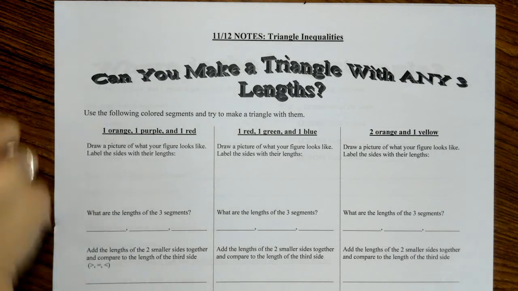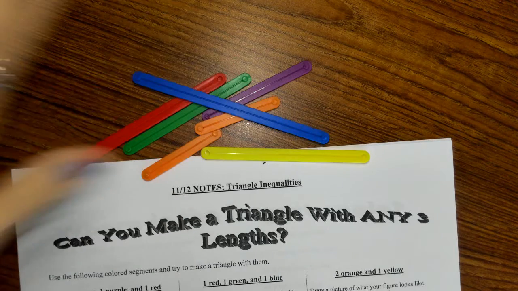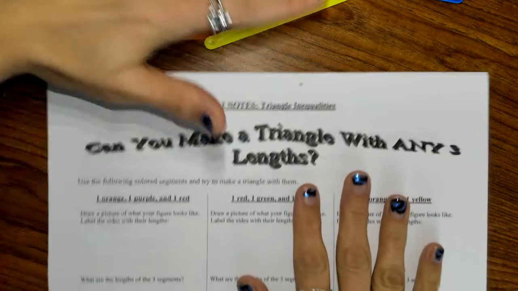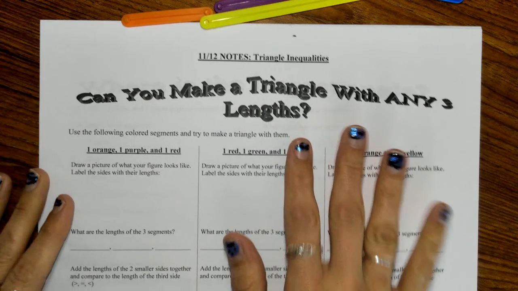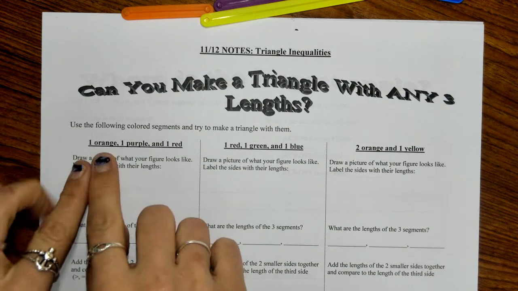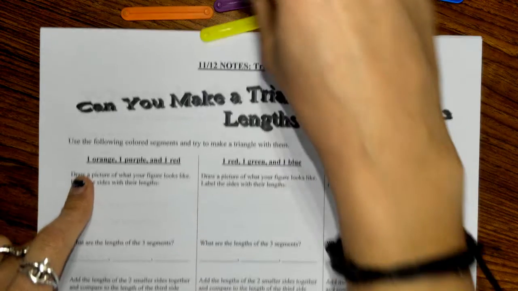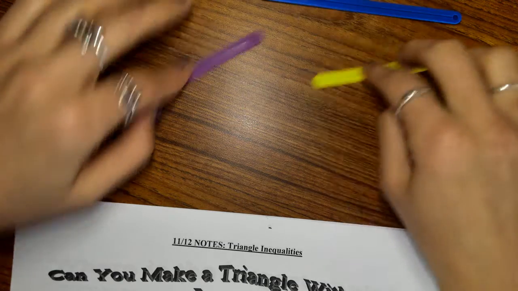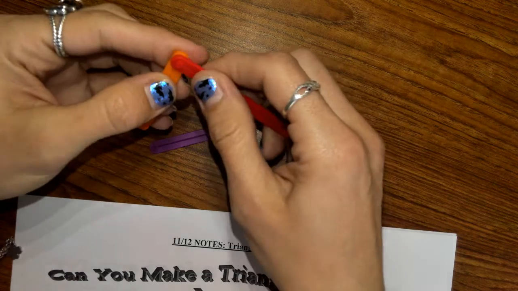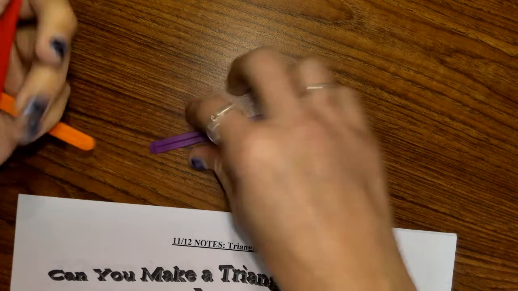What we have are these little things called angles. They're just these little clippable things that we can snap together to make different shapes. You'll see me doing that here in a minute. It says to use the following colored segments to try to make a triangle with them. So the first one wants an orange, a purple, and a red. I'm going to clip them together and see if I can form a triangle out of them. It doesn't matter which order you clip them in.